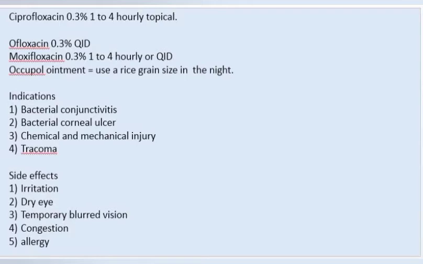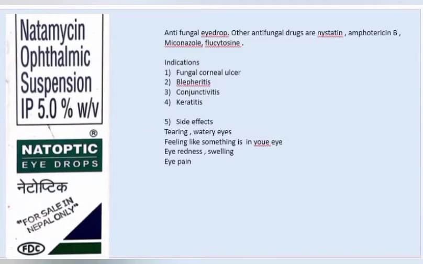Now let's go to the other drug, that is antifungal, natamycin ophthalmic solution 5%. Nothing much will be asked. You will be asked just the indication and side effects. Indications, obviously antifungal, so fungal corneal ulcer, blepharitis, conjunctivitis, keratitis. And side effects: teary, watering eyes, feeling like something is in your eye, redness and swelling, and eye pain. Okay, eye pain is a side effect. So these you can see in the antifungal drugs. So this is all about antifungals.